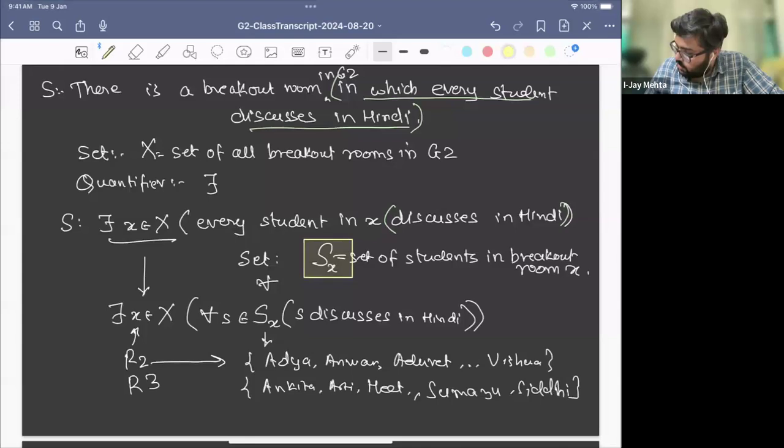Because see, this is a set of students, but not all students in G2. This is the set of students in breakout room X. So it depends on X, right? That's what I think Anwar was also saying. So this depends on X. So we have S_X students in breakout room X.